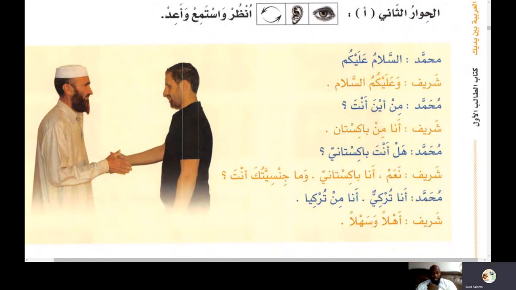Correct, Turkiya, into تركيا. Sharif, ahlan wa sahlan. Any question? I am okay. من أين أنت. Min means from, aina means where, anta means you: where are you from? Okay.